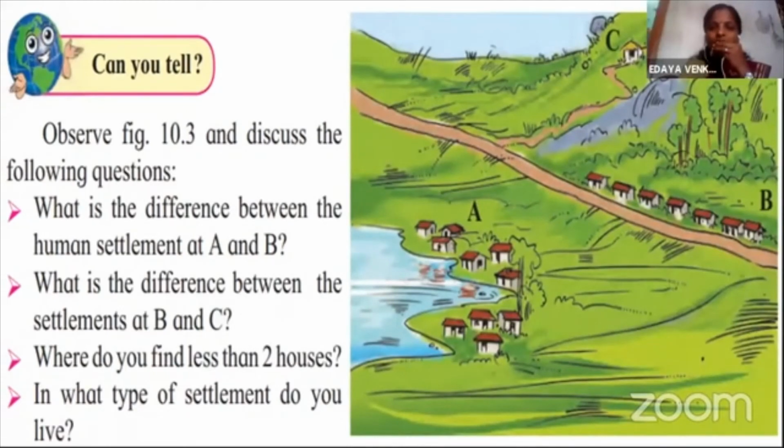Houses. In which settlement are houses more? Figure A. The houses are riverside houses. Yeah, exactly. That is a roadside settlement and this is a riverside settlement. Very good. But what about the houses? In which settlement are houses more compared to A and B?